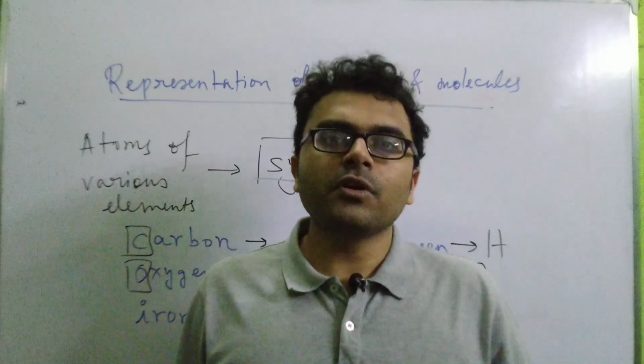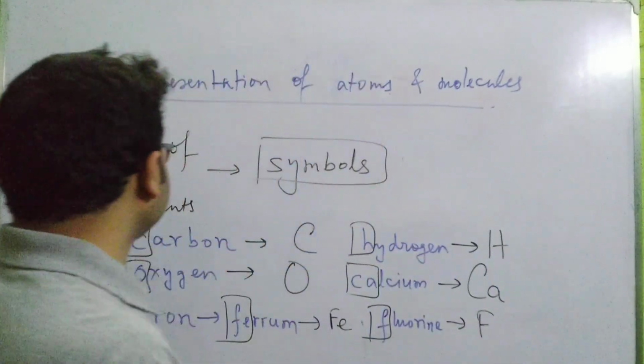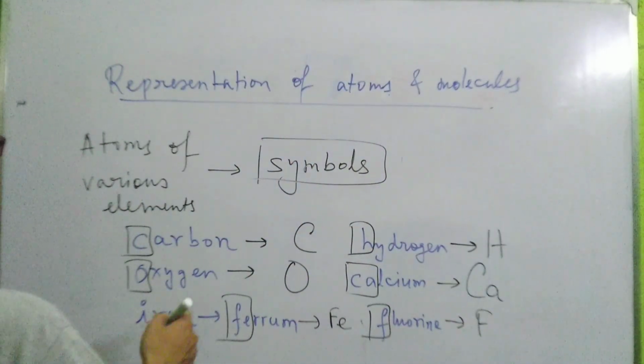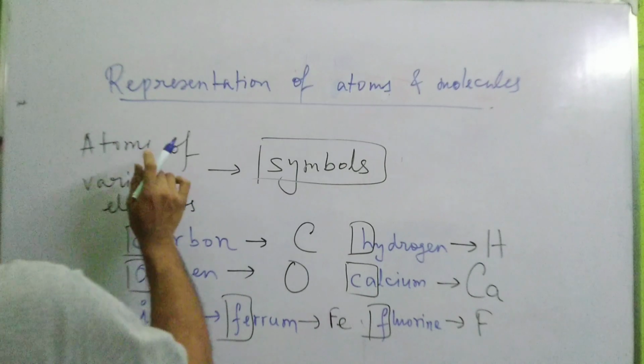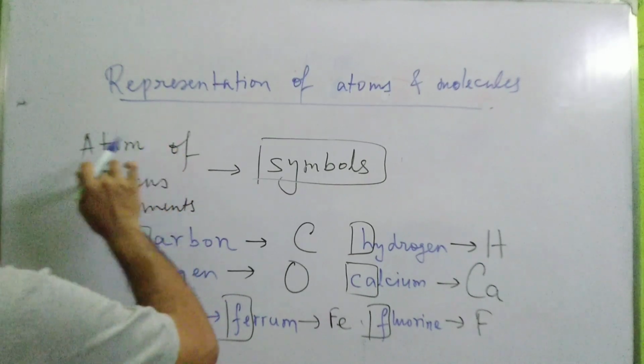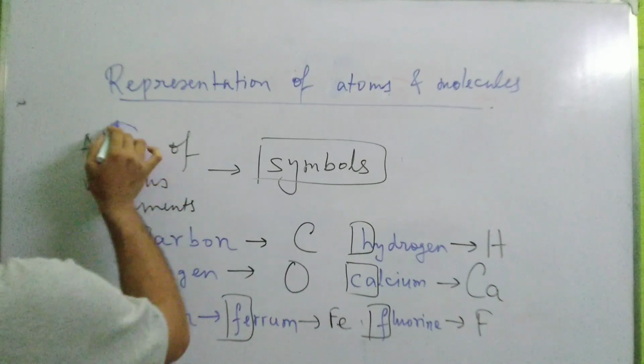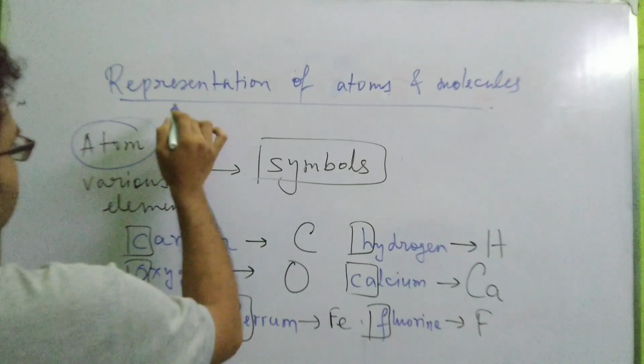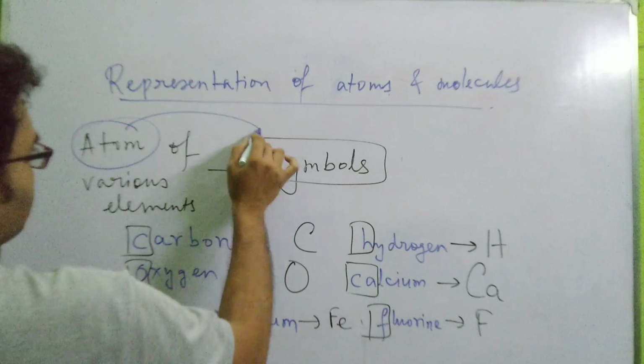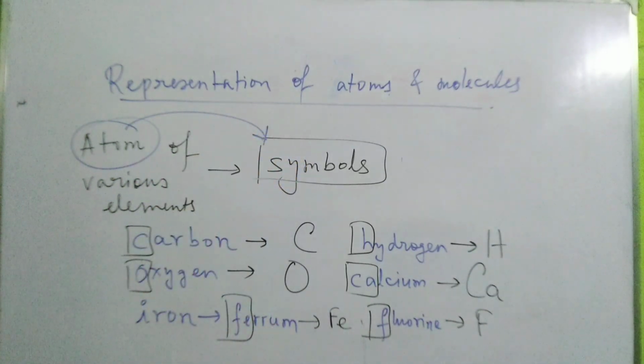And remember, what does a symbol represent? A symbol represents an atom, not atoms, an atom of that particular element. So an atom of the various elements is denoted by the symbol that has been chosen. So this is how we can represent the atoms.